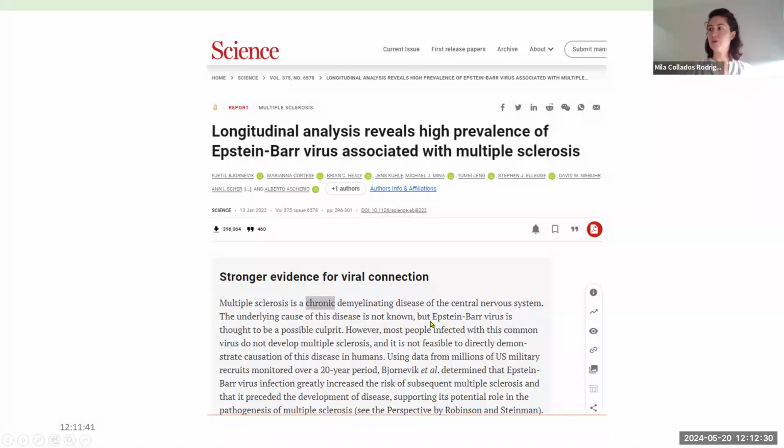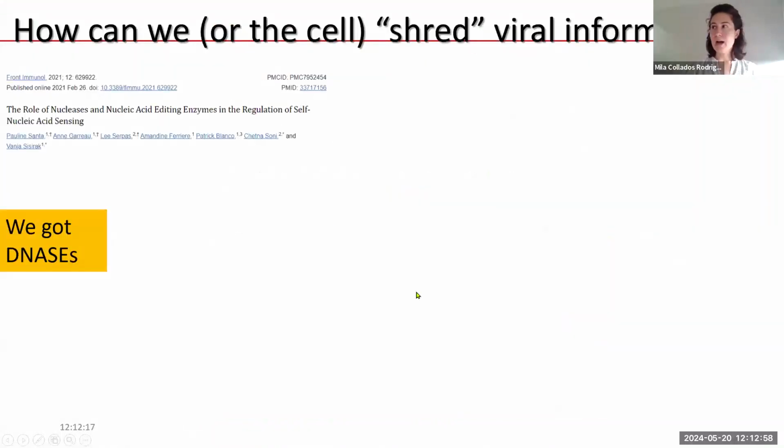In this case, we got Epstein-Barr, and it was clearly shown that Epstein-Barr increased the chance of having multiple sclerosis 32-fold. That means that if you got this virus, you have higher chances of developing multiple sclerosis. And there was no multiple sclerosis without the virus. So it's an underlying cause, a part of your genetic makeup, of course. So how can we eliminate the viral information?